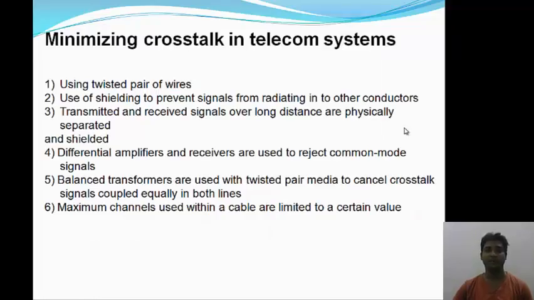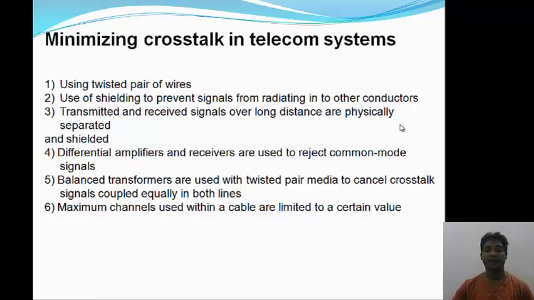What is the minimization technique we use for crosstalk in a telecommunication system? By using twisted pair wires, and using shielding to prevent the signal from radiating into the other conductors. Suppose the two wires are like this, so we have to use proper shielding so that this signal should not interfere with this signal. The transmitter and receiver signals over a long distance are physically separated and shielded.